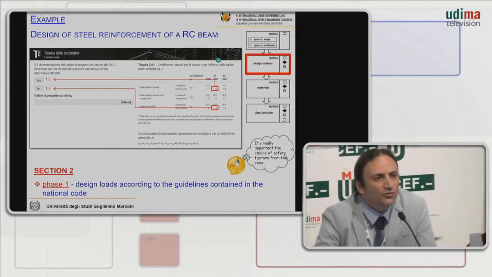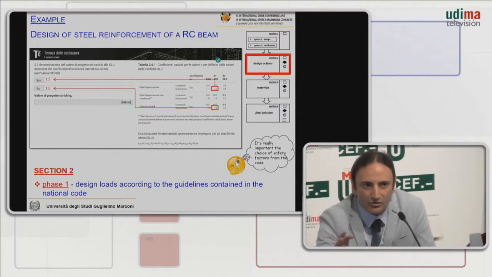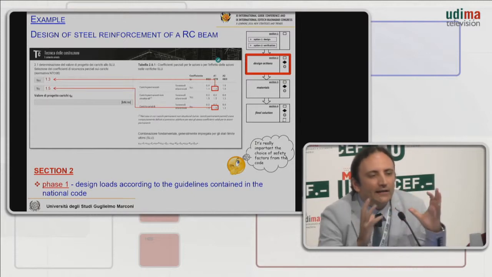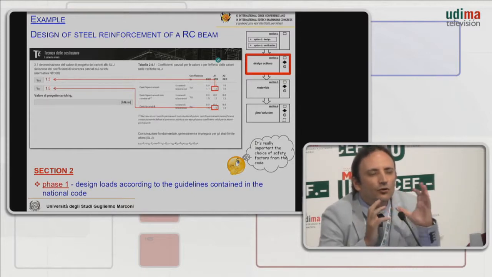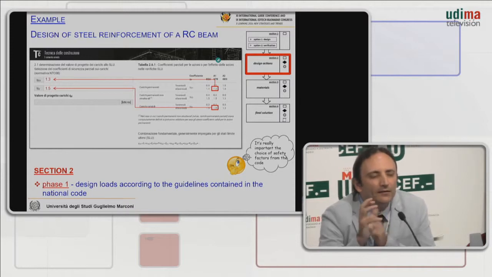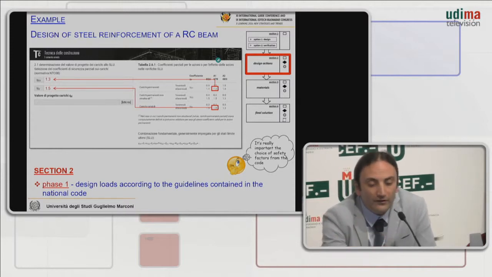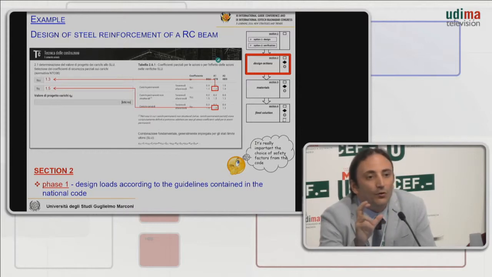The aim of section 2 is to derive the design loads and then the design actions. So, in agreement with the real design path, the derivation of the design loads depends on factors directly derived from the code. For this reason, the window characterizing this first phase of section 2 also contains an excerpt of the code where all the safety factors are reported.